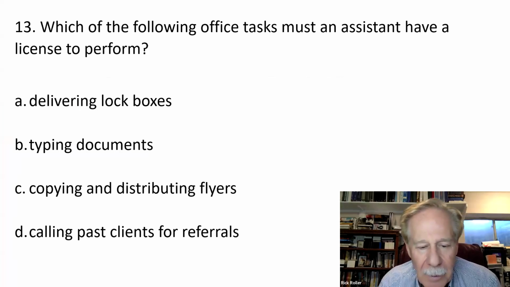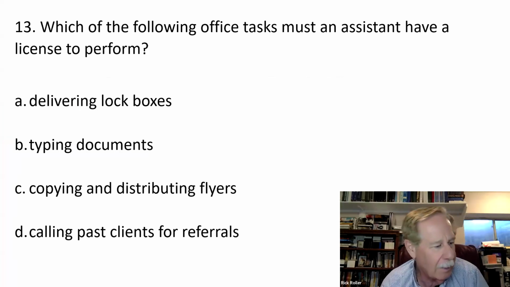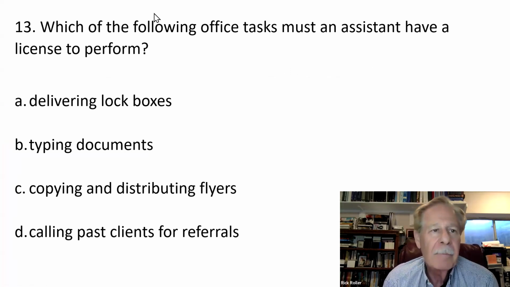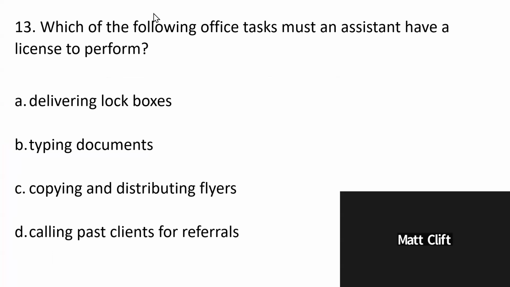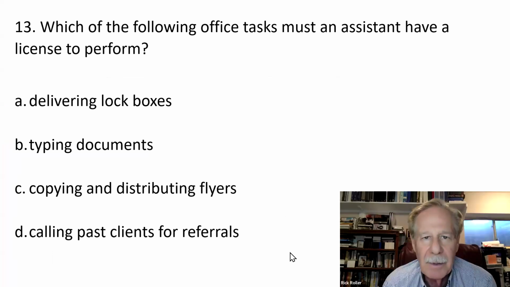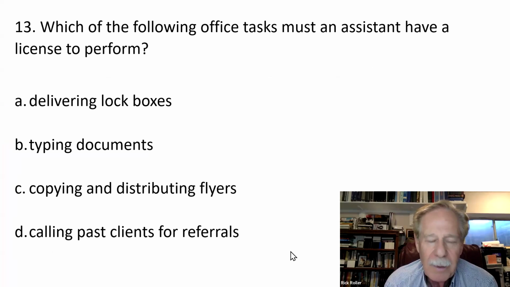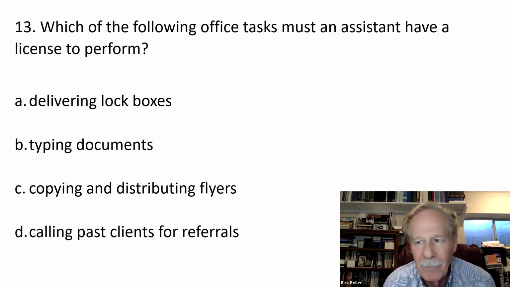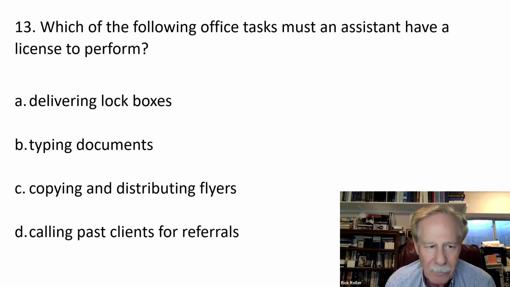Let's go to the next one, please. We're on number 13. Which of the following office tasks must an assistant have a license to perform? Now, assistants can do a lot of things, but they can't do everything. To do everything, you have to have a real estate license. But what about delivering a lockbox for someone to put on a house, or even installing it or taking it off? What about typing up documents? What about copying and distributing flyers? What about calling past clients for referrals?